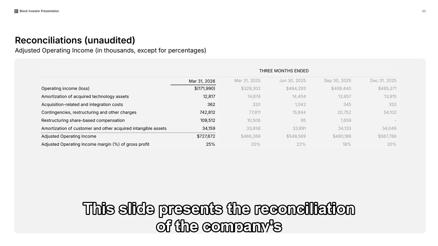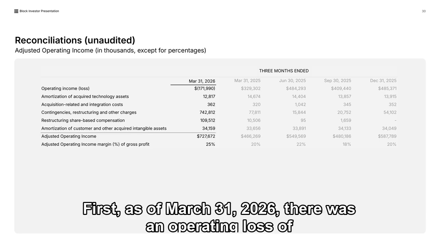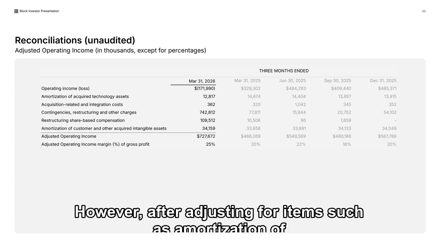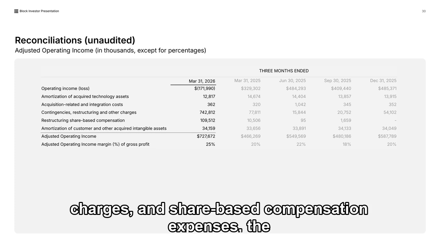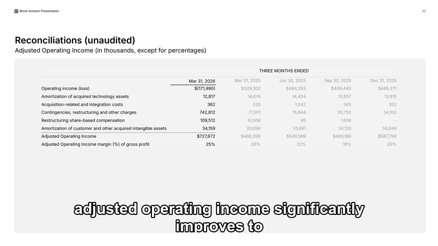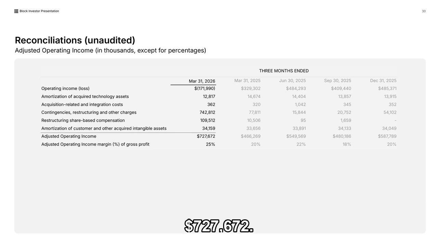This slide presents the reconciliation of the company's adjusted operating income. First, as of March 31, 2026, there was an operating loss of $171,990. However, after adjusting for items such as amortization of technology assets, acquisition-related costs, restructuring charges, and share-based compensation expenses, the adjusted operating income significantly improves to $727,672.